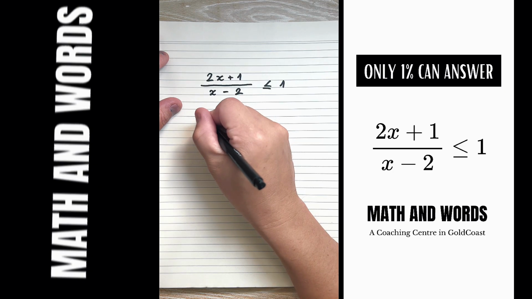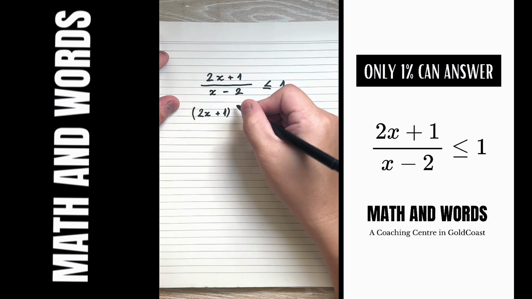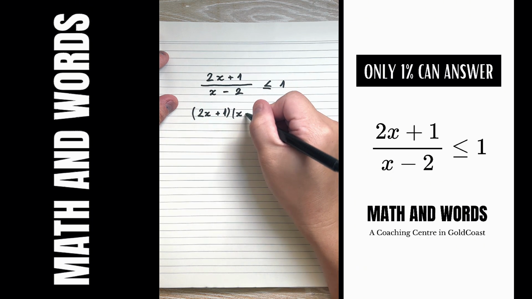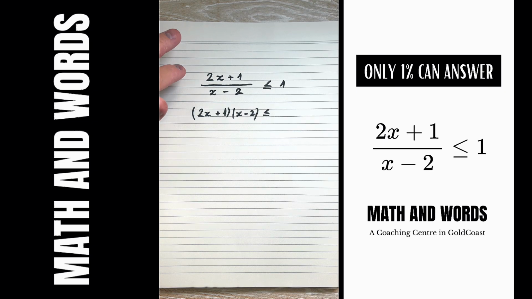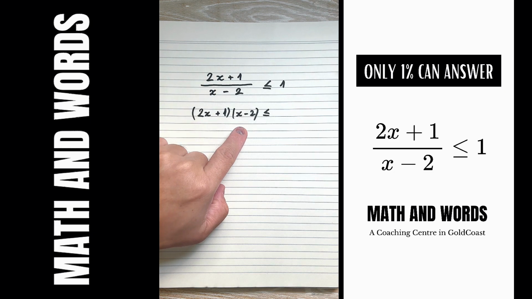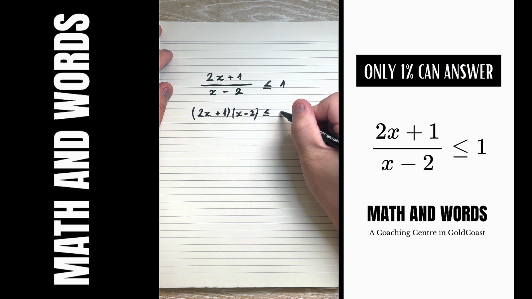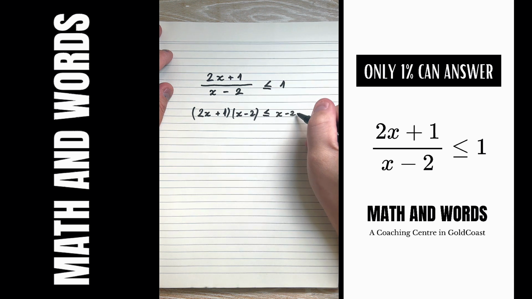Now I have 2x plus 1, and this multiplies with x minus 2. Because I times x minus 2 squared on the left hand side, x minus 2 squared cancels x minus 2, I am left with x minus 2. And on the right hand side, I have x minus 2 squared.